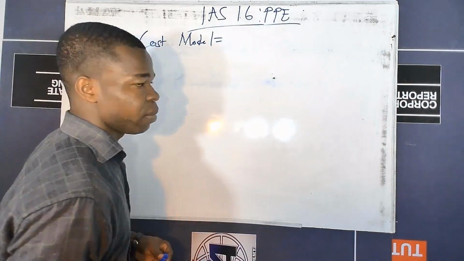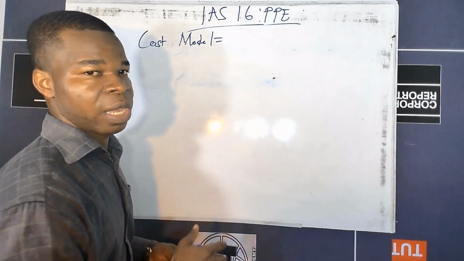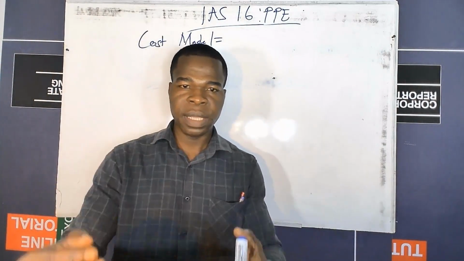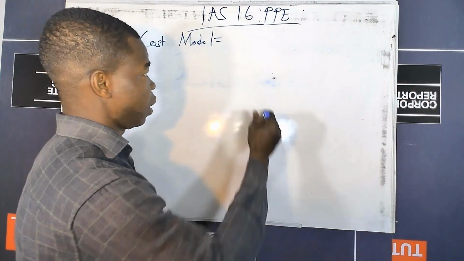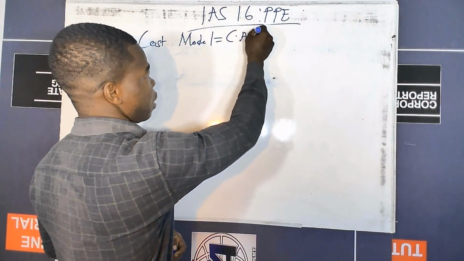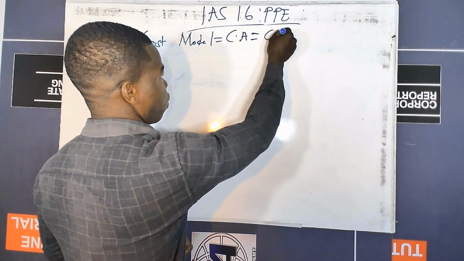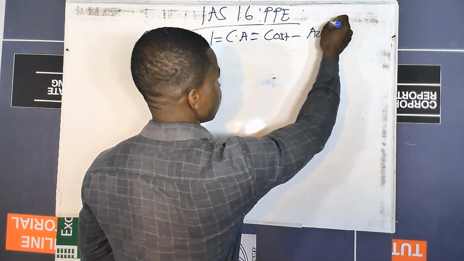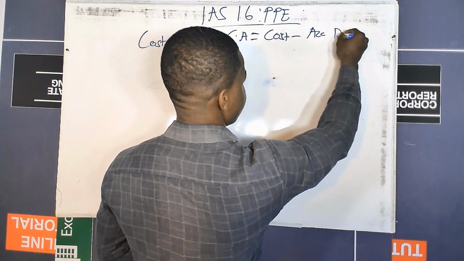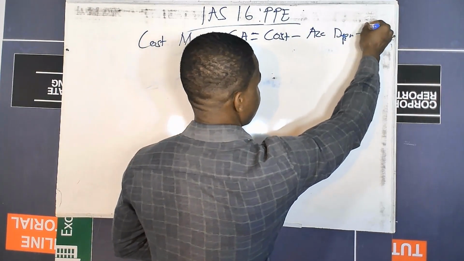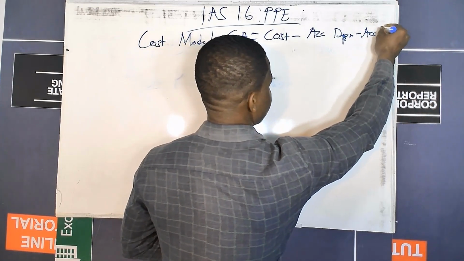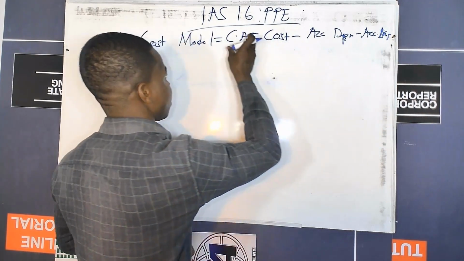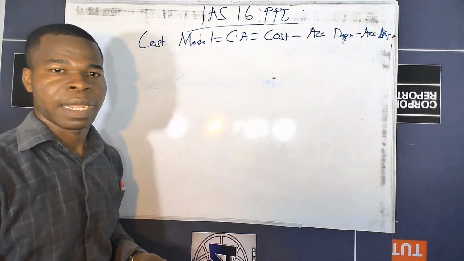Like I established earlier, when it comes to the cost model, the entity is supposed to recognize or account for each item of PPE at cost, less any accumulated depreciation, and less any accumulated impairment loss. That is the carrying amount of an asset.